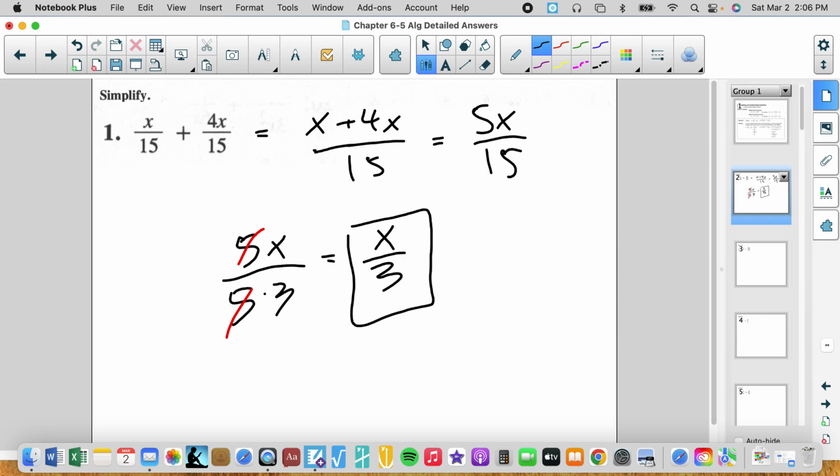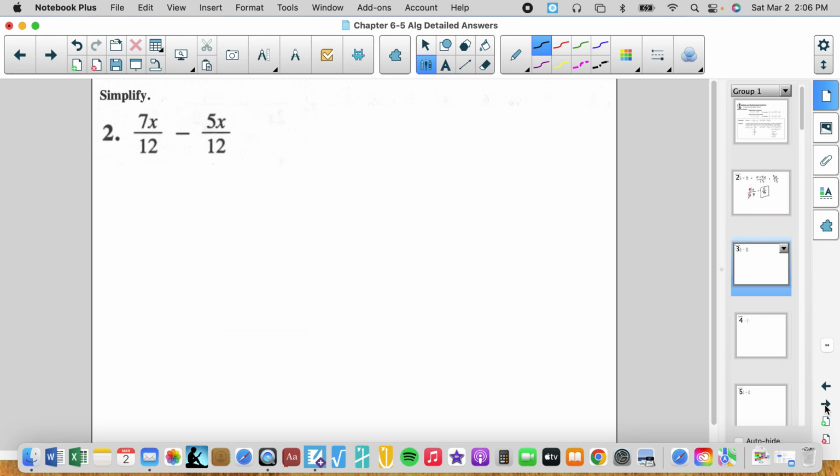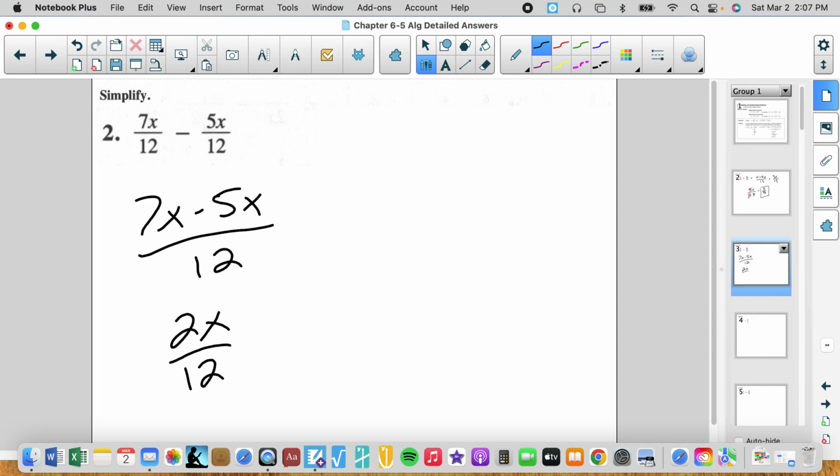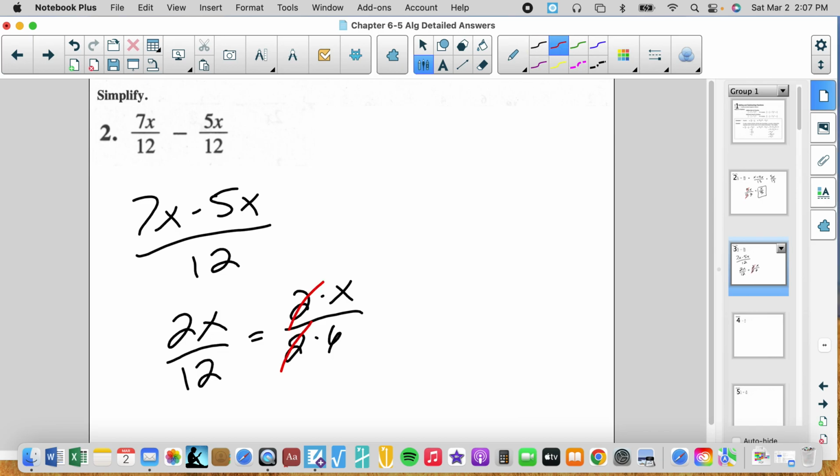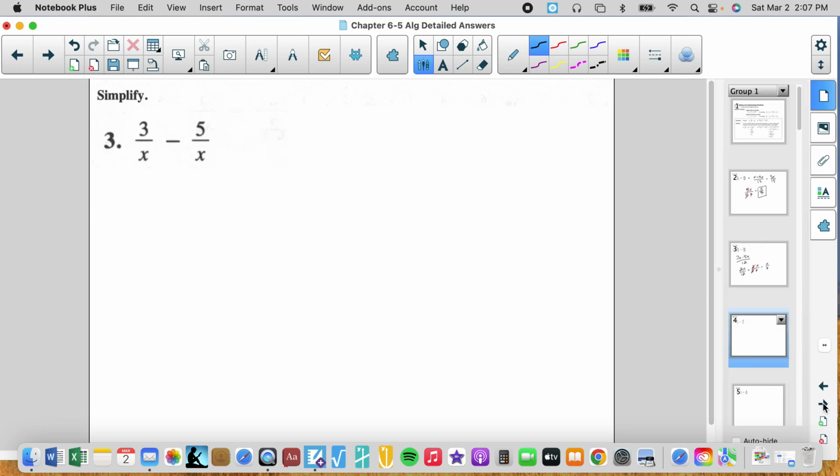So looking at these first couple, we will do them relatively step by step. Over 12, which gives us 2x over 12, which can be written as 2 times x over 2 times 6. Because they're being multiplied, we can cancel, and that leaves us with x over 6. 3 minus 5, so this goes up since there's only one term. We don't have to worry about it.